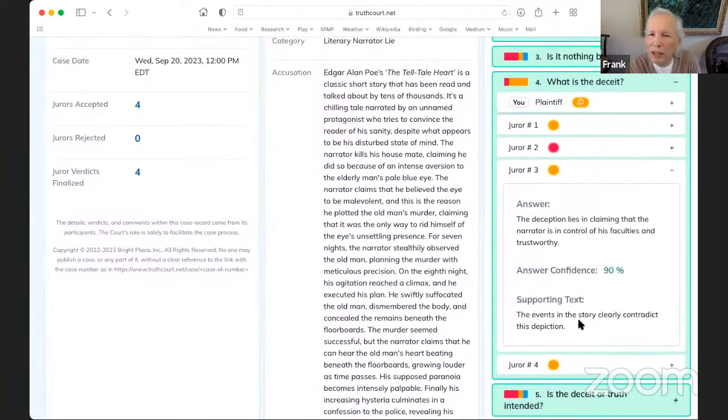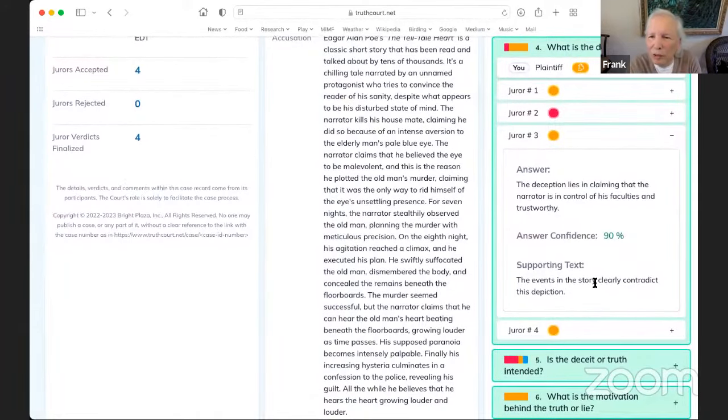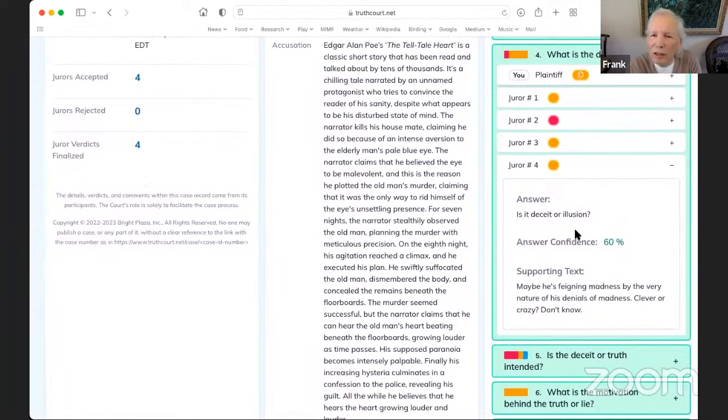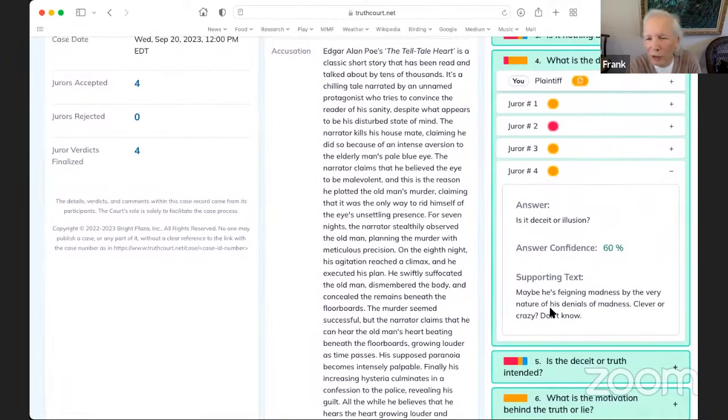Juror number 3, the deception lies in claiming that the narrator is in control of his faculties and trustworthy. The events in the story clearly contradict this depiction. Juror number 4, is it deceit or illusion? Maybe he's feigning madness by the very nature of his denials of madness. Clever or crazy? Don't know.